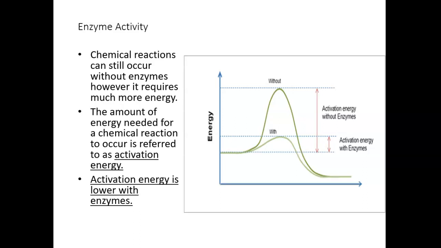Many times when we talk about enzyme activity, you'll see on assessments a picture of this diagram. One of the words you see over there is activation energy. It's important to understand that chemical reactions can still occur without enzymes within your body. However, it's going to take a lot more energy for them to occur and usually a lot more time too. The amount of energy needed for the chemical reaction to occur is called activation energy.